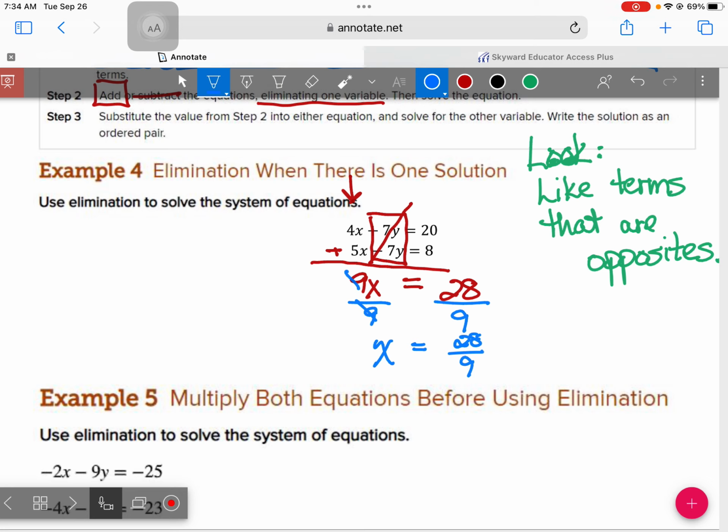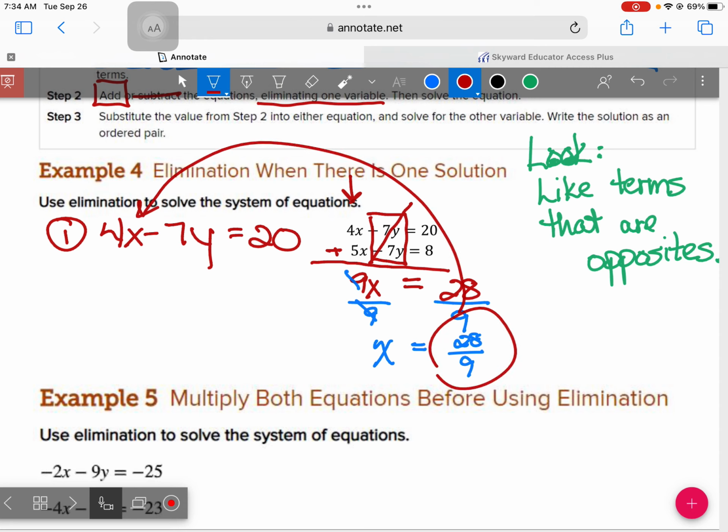So I'm just going to use the first one. So go back to the first one. I'm going to say 4x minus 7y equals 20. I'm going to substitute this value in for x. So I'm going to say 4 times 28 ninths minus 7y, whoops, I wanted that in red, equals 20.